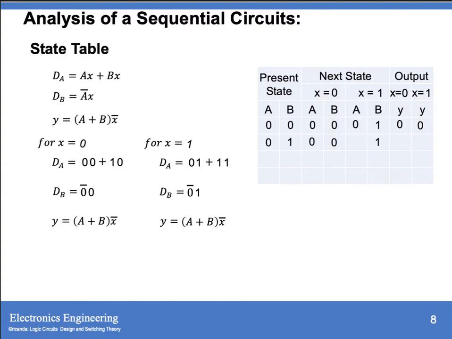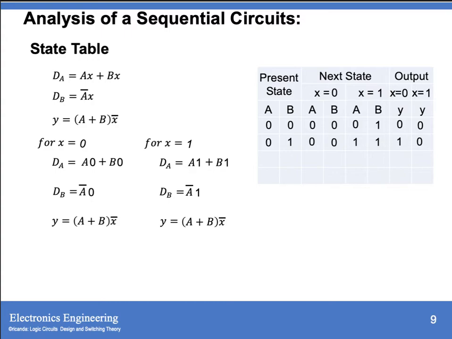And for x equals 1, your dE is equal to 1. And for your y, when x equals 0, we have 0 or 1, then AND with 0 bar, which is equal to 1. On the other side, when x equals 1, it is equal to 0, because you have 0 or 1, then AND with 1 bar, so therefore it is 0.